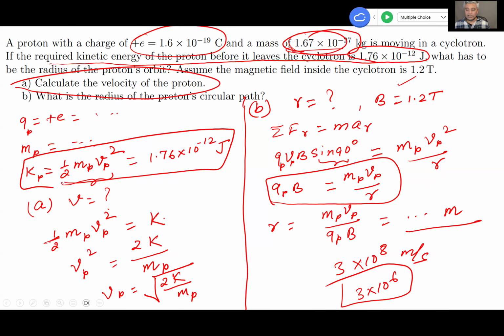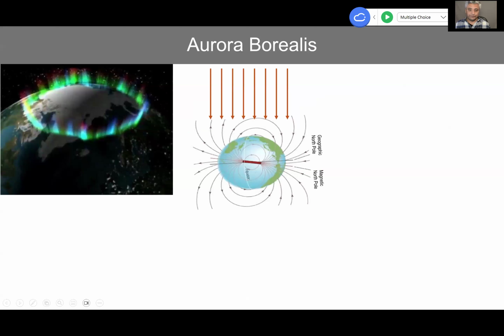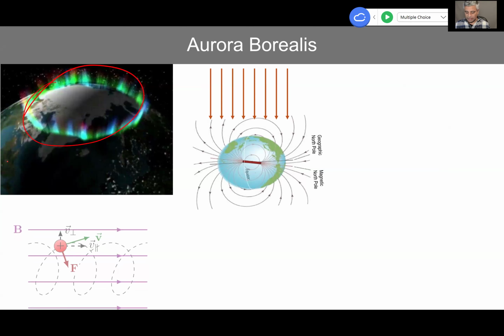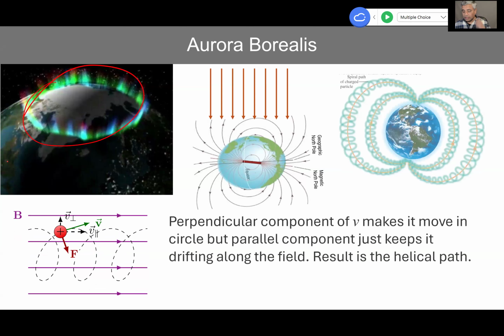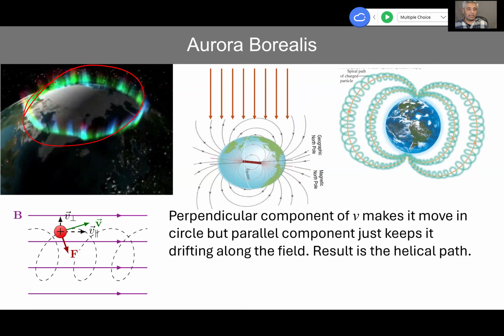So I have to let you go, folks. We're going to pick up from this aurora borealis next class. The theory we already learned, but this colorful display of light is because of these charged particles spiraling. So we'll start from this slide next class.